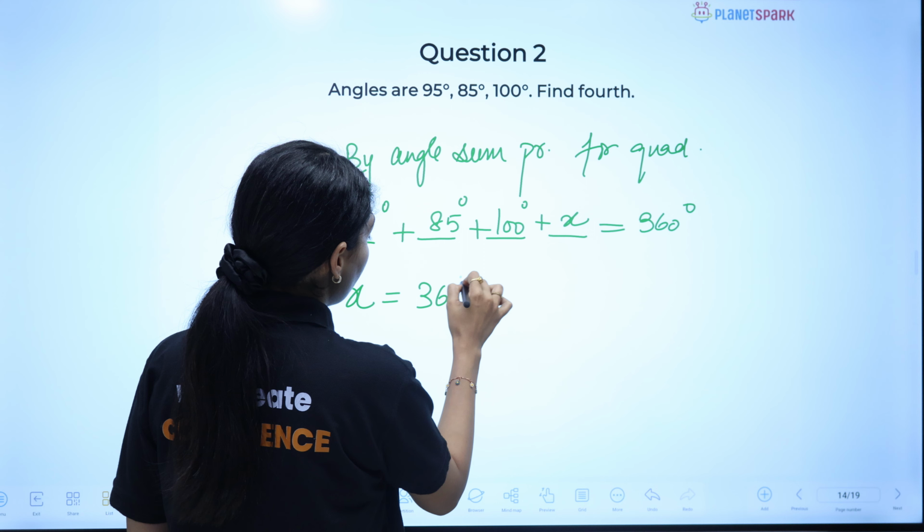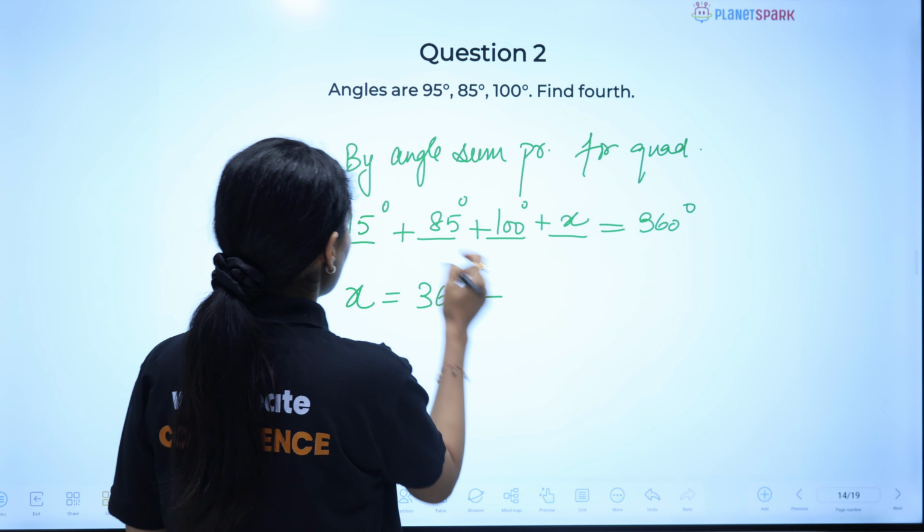Okay, next question. Angles are 95, 85 and 100. Find the fourth one. Simple, angle sum property. So we can write also by angle sum property for quadrilaterals, we can say the sum of 4 angles is what? 360 degrees. क्या क्या given है हमें? 95 degrees, 85 degrees, 100 degrees, and let's say the fourth angle is x, the missing one. So we can find the value of x from here. 360 degrees minus the sum of these.